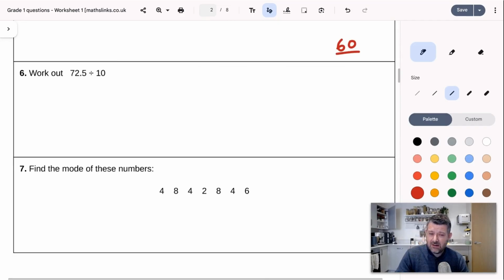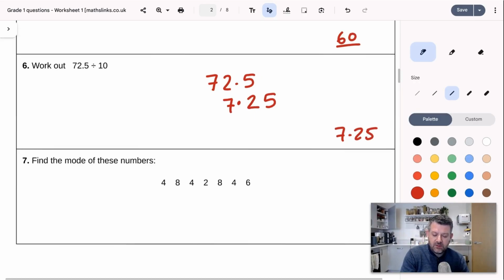72.5 divided by 10 for question 6. Well, dividing by 10, again, we shouldn't really be doing any work here. We should just know what happens when we divide by 10. What happens is every number moves down a column, it becomes worth 10 times less. So the 7 that was in the tens column goes into the units column, the 2 moves down and the 5 moves down. So 7.25 for that one.